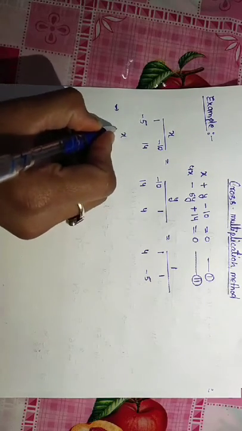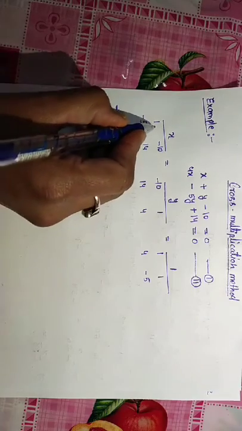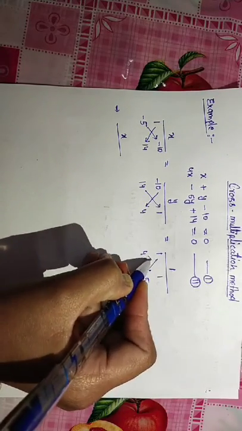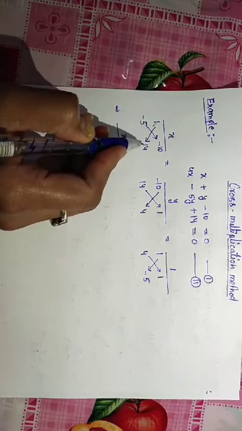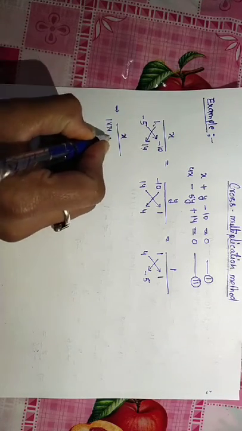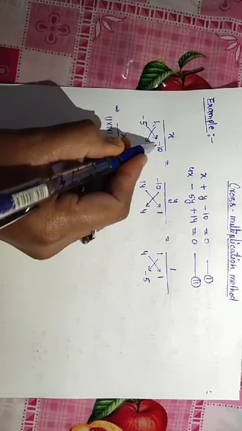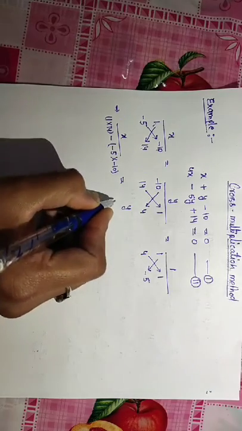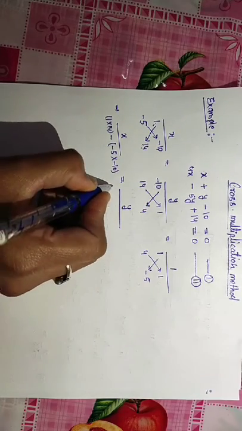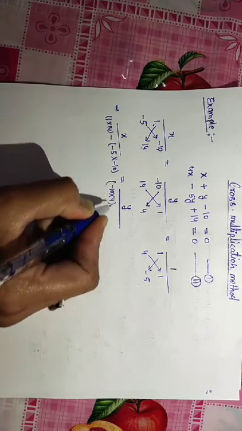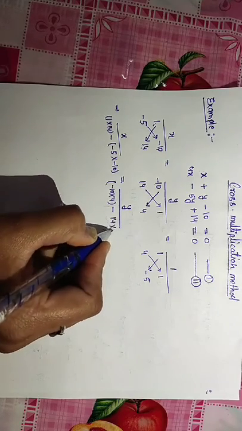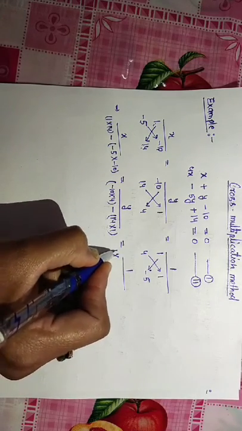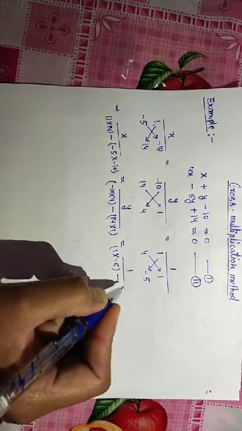In the next step, by cross multiplying, x upon, first we multiply these two numbers, 1 multiply 14, minus minus 5 multiply minus 10, equal to y upon minus 10 multiply 4, minus 14 multiply 1, equal to 1 upon 1 multiply minus 5, minus 4 multiply 1.